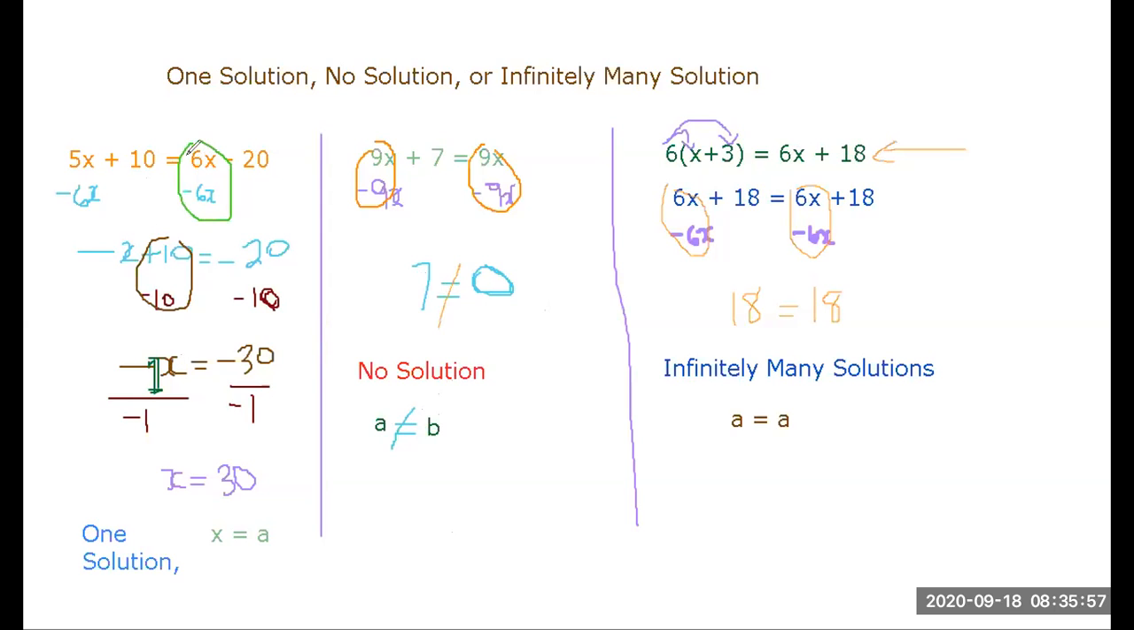If I look at this next equation, where x is equal to 30, when you work it out, it says x is equal to 30. That's giving me one solution. So we just reviewed what one solution, no solution, or infinitely many solutions mean and how they relate to solving equations. Do we have any questions?